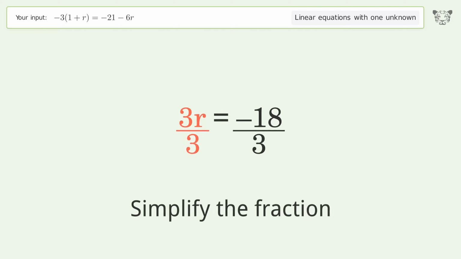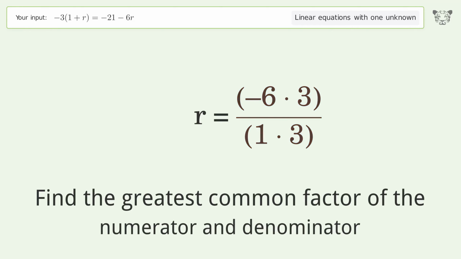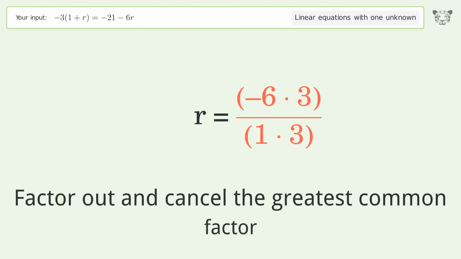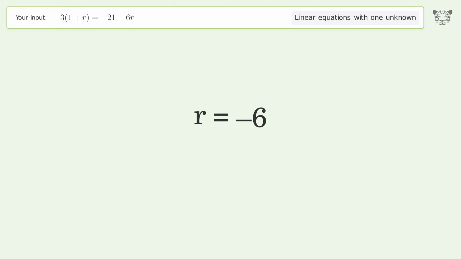Simplify the fraction. Find the greatest common factor of the numerator and denominator. Factor out and cancel the greatest common factor. And so the final result is r equals -6.